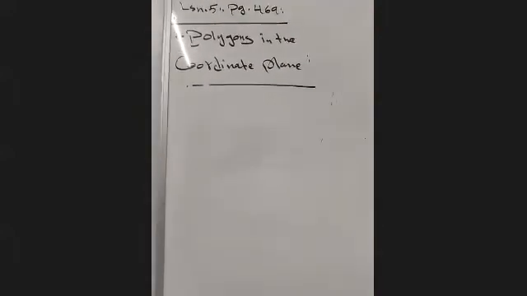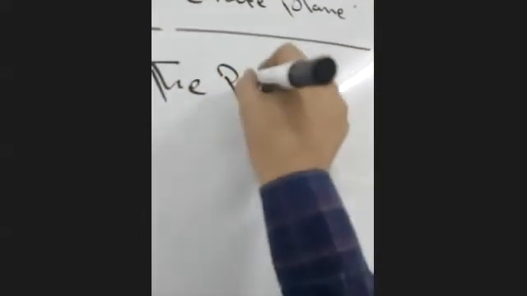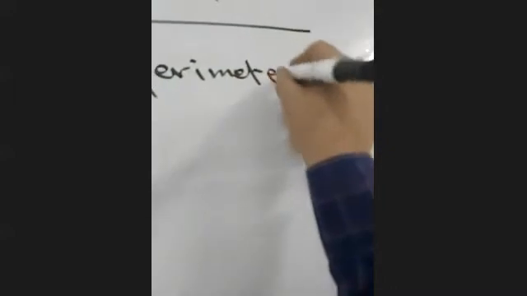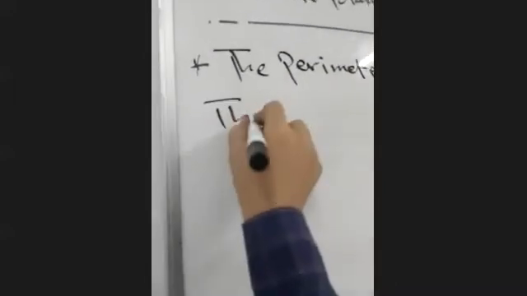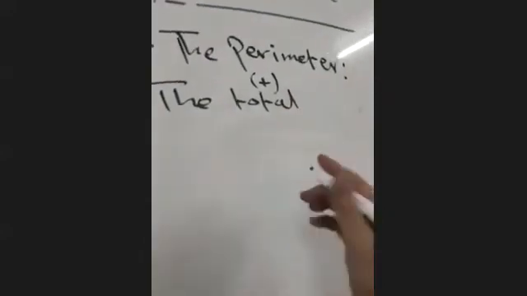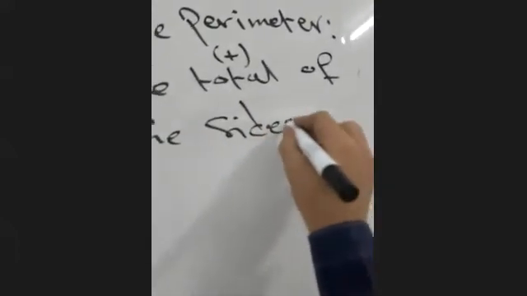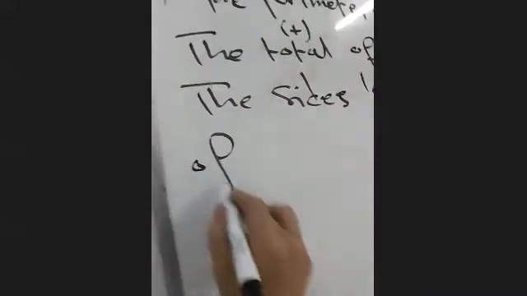Now, today we will find 2 things. We will find the perimeter and the area. But we will start with the perimeter. What is the perimeter, guys? The perimeter is the total, the sum of the side lengths of a polygon.